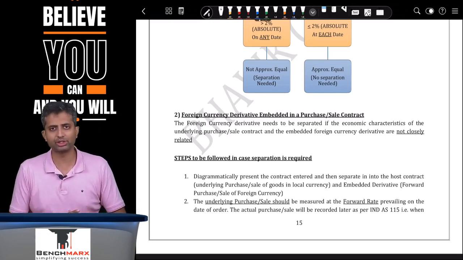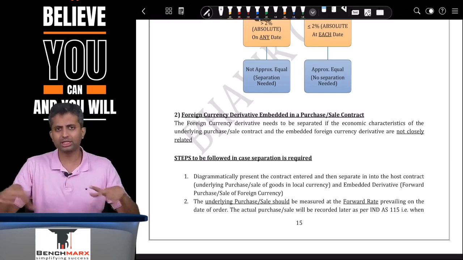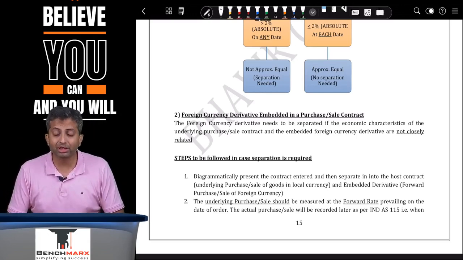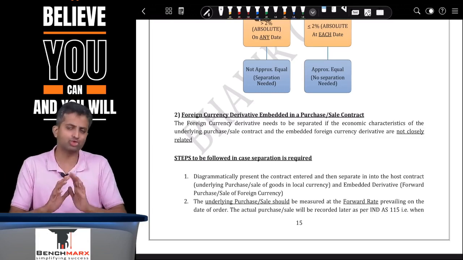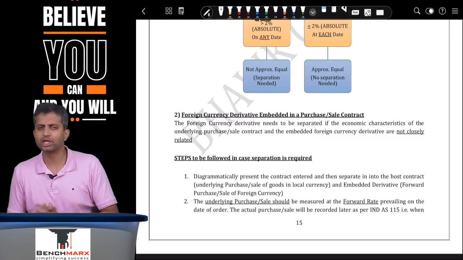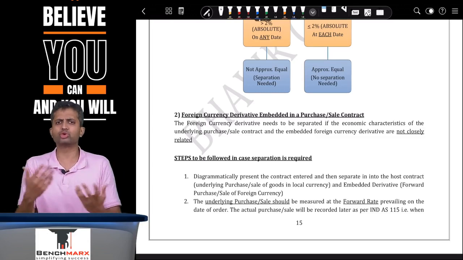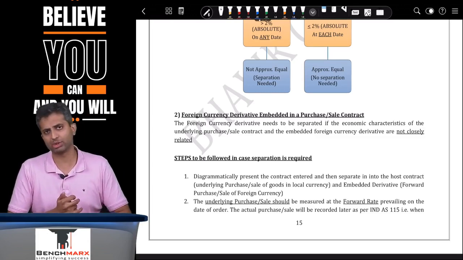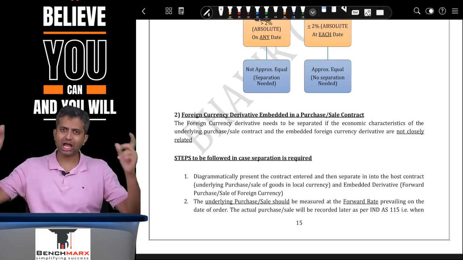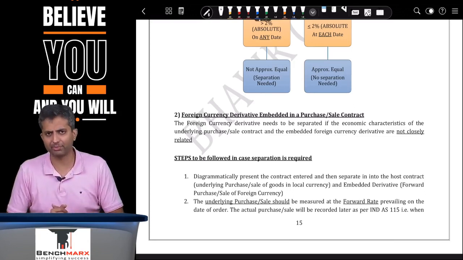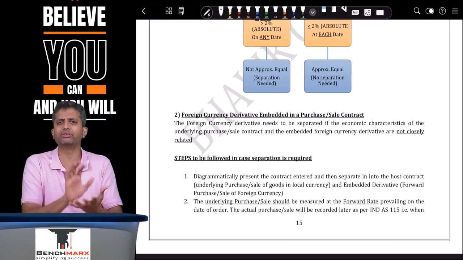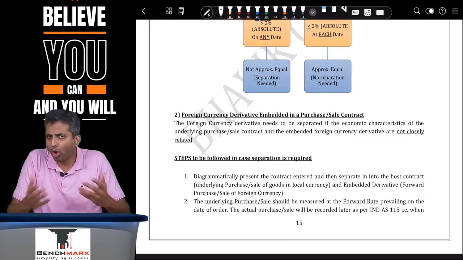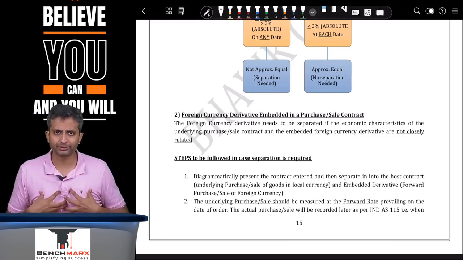There will be no entry at initial recognition, and no entry even during the subsequent period. Ultimately, whenever the fair value changes, you will have to pass the entry. So if in a subsequent period the fair value changes due to the exchange rate change, then entries will have to be passed. On the date the settlement happens, you will settle the derivative financial asset against the debtor, or if money is received, against the bank.